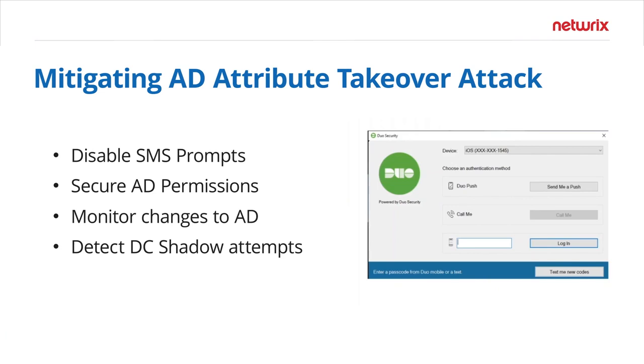In order to protect against that, you may want to disable SMS prompts. You probably want to disable automatically syncing phone numbers, especially if you're using Duo. You can set that as an option. And you should, of course, look at securing Active Directory permissions and monitoring changes closely, and if you can, detect DC Shadow.